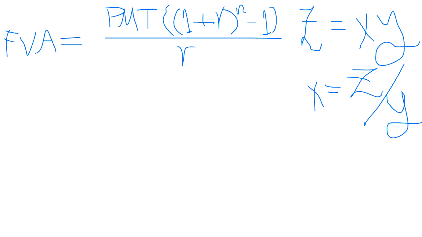Now, here, can you identify the z equals x times y structure? You might wonder, I don't see z equals x times y, but it looks like z equals x over y. Well, you can look at it that way, but that doesn't help. This is already in the structure. If you think about it, it is like payment times, right?